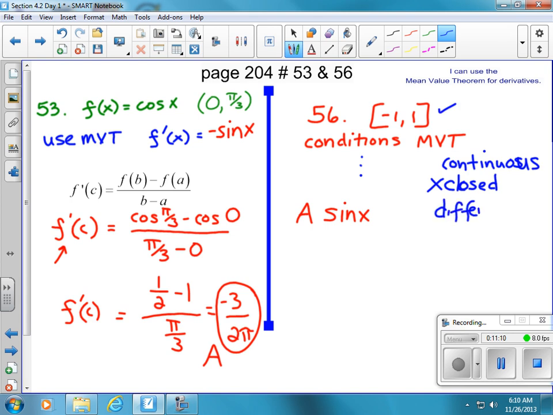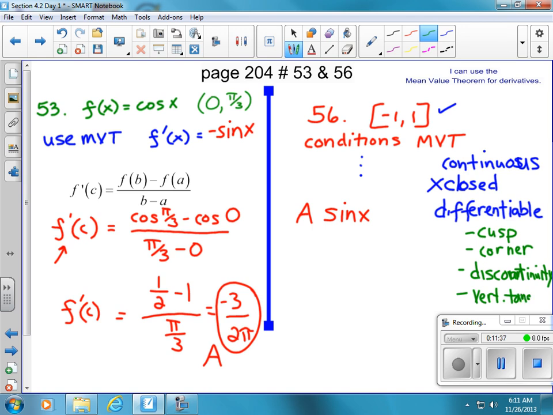Now here's what you look for in differentiable. Remember, there are 4 ways you can be not differentiable. If you have a cusp, if you have a corner, if you have any sort of discontinuity, and then the last one is a vertical tangent. Okay, if you have any one of those 4 conditions, you are not differentiable. Okay, sine of x from -1 to 1 goes like this. It is differentiable everywhere. Cross A off the list.